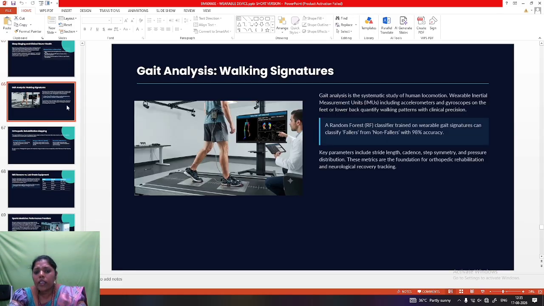Gait analysis, the walking signature. A random forest classifier is trained on wearable gait signatures, then classifies fall and non-fall with 98% accuracy. Key parameters include stride length, cadence, step and pressure distributions.